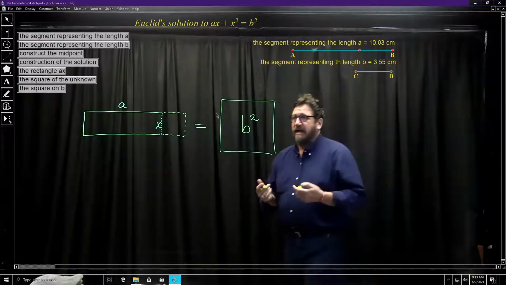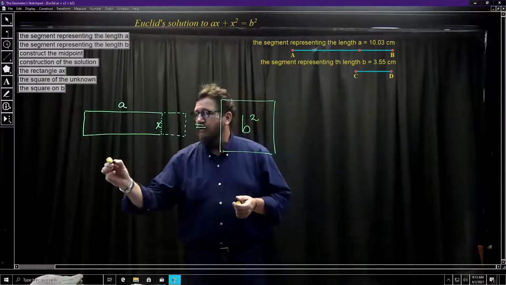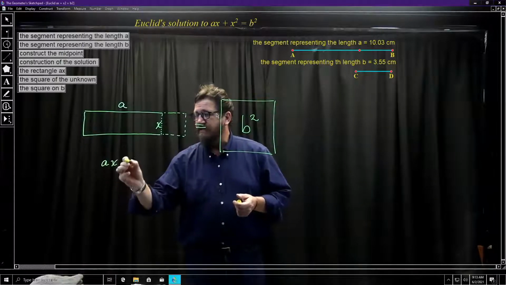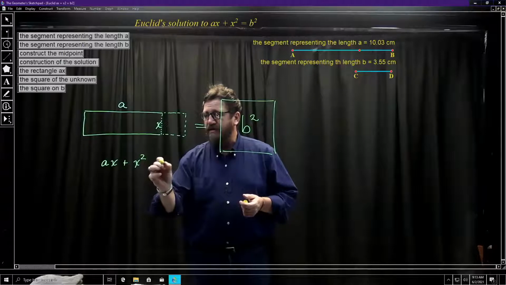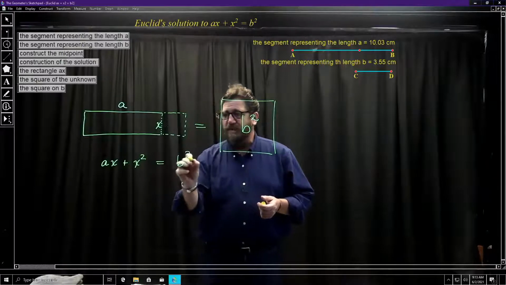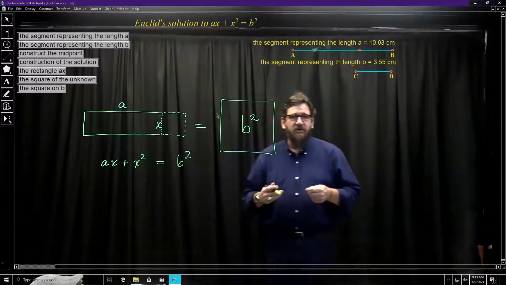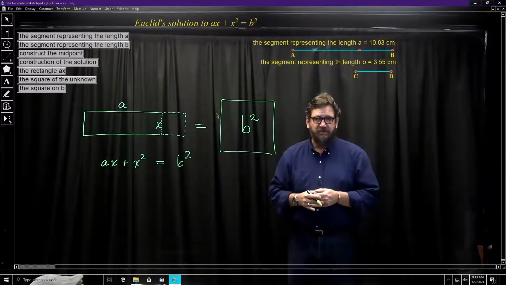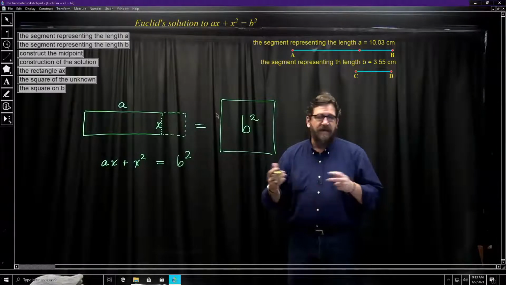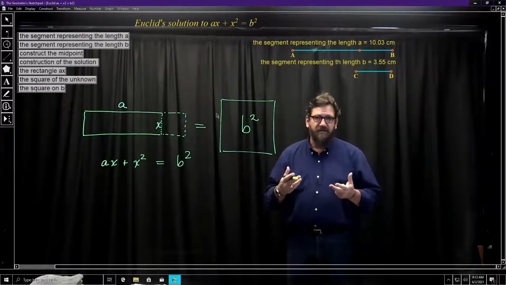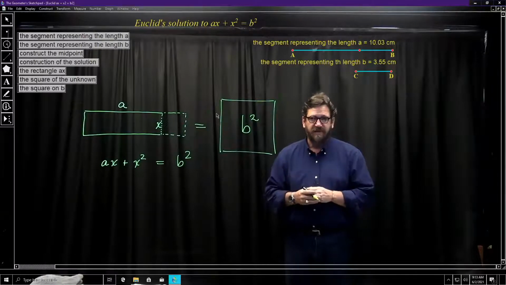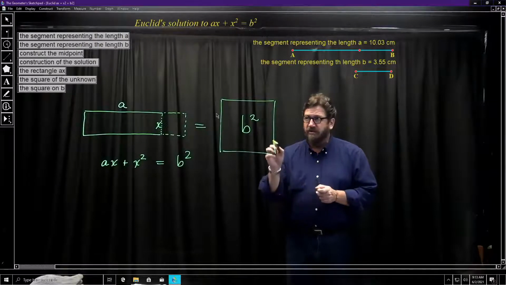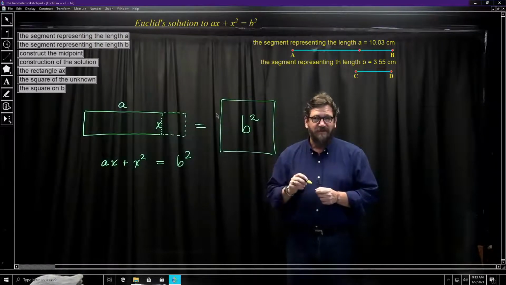And in our language, this turns into the equation a times x plus x squared is equal to b squared. Now, using the discriminant on this, we realize that there are no restrictions on a and b. So a can be any length, b can be any length, and there's no problem with this. So let's take a look at exactly what Euclid is going to do to try to find this missing value.